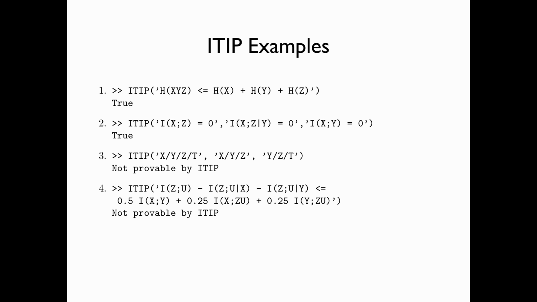In this case, it can be shown that given the two Markov subchains, X, Y, Z and Y, Z, T, it is indeed the case that the long Markov chain X, Y, Z, T does not hold.